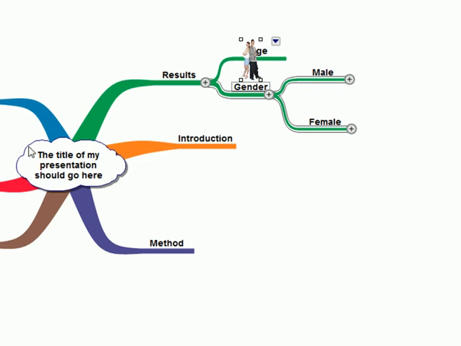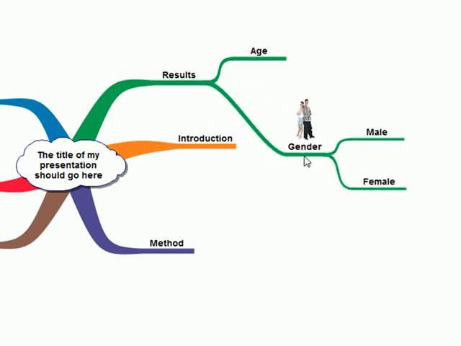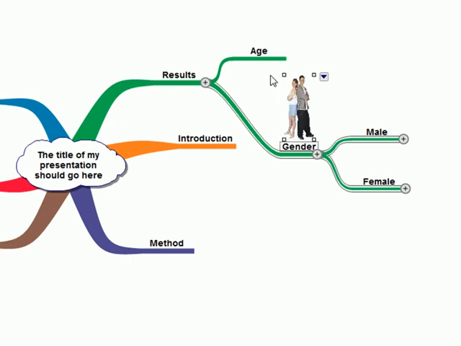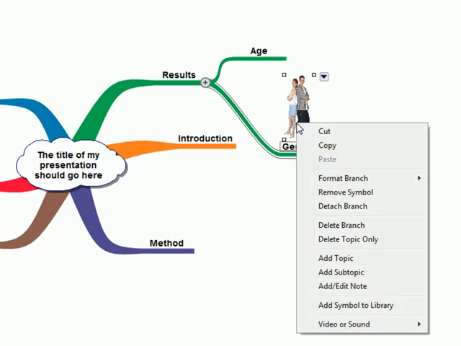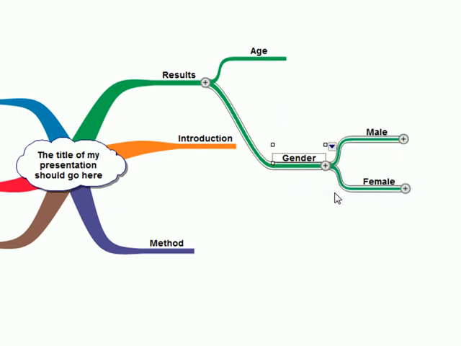It doesn't matter where you move this branch now, the picture moves with it. You can even resize the picture if necessary. To remove the picture, right click on the branch and select Remove Symbol from the drop down menu. That concludes the demonstration of the map view.